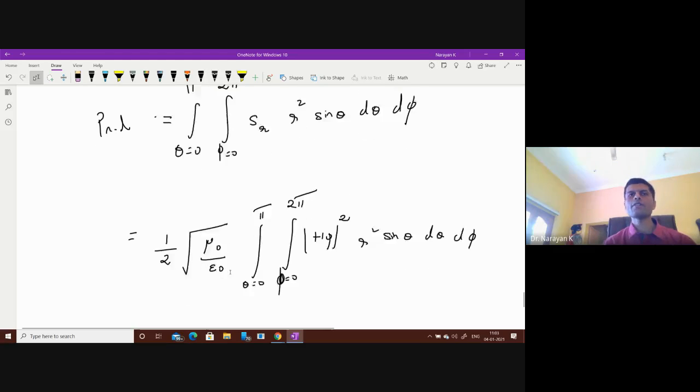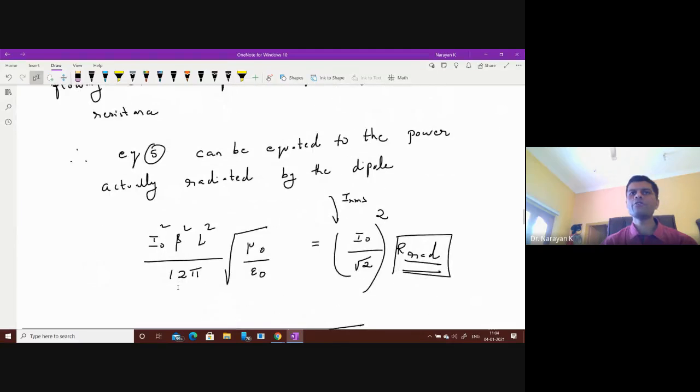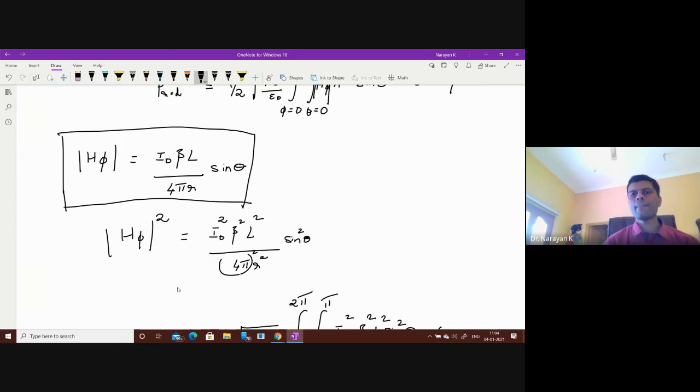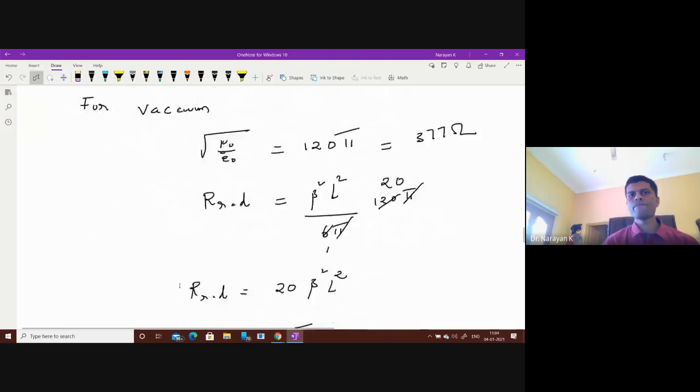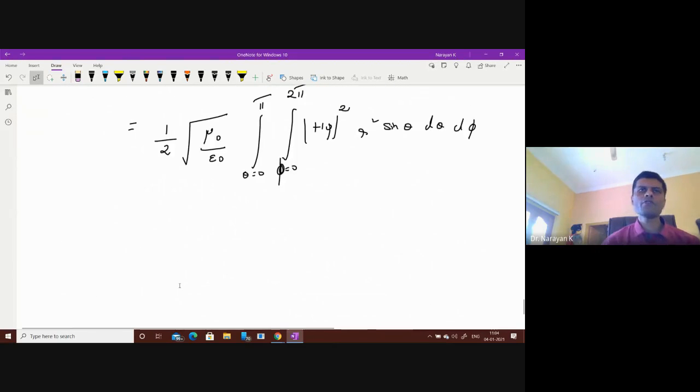Now, here is what the difference will come between the short dipole and the lambda by 2 dipole. H phi, you can't directly substitute this value: I naught beta L divided by 4 pi r sin theta. This is the value of H phi we substituted for a short electric dipole. Agreed? Yes, sir. So in this case, the H phi we can't substitute as we substituted for a short electric dipole.